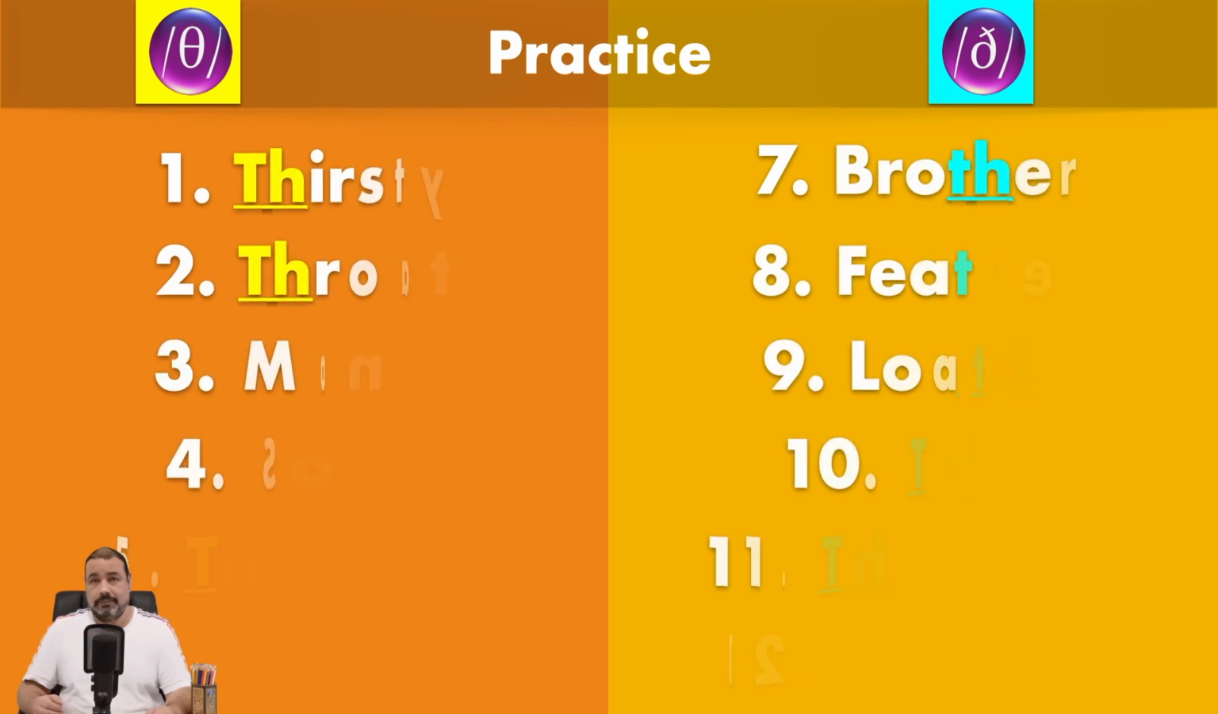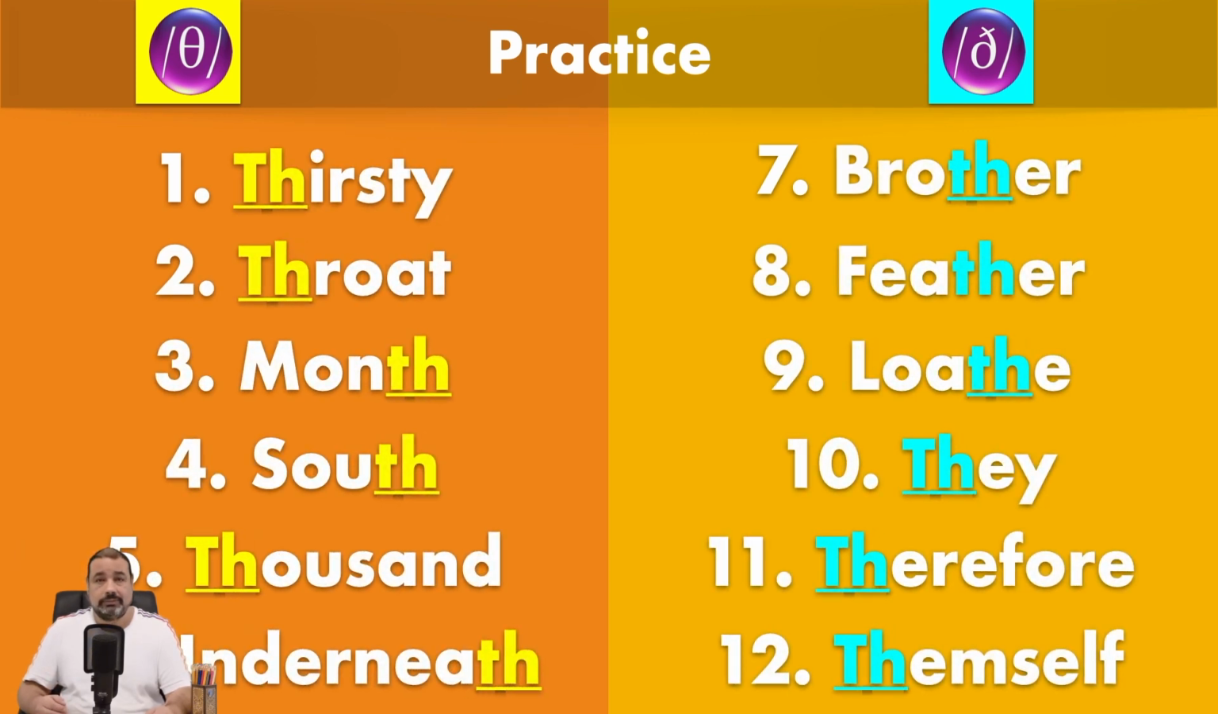Okay, let's practice a little bit more now. Try to get the sounds right in the next examples. Thirsty, throat, month, south, thousand, underneath, brother, feather, they, therefore, themselves.